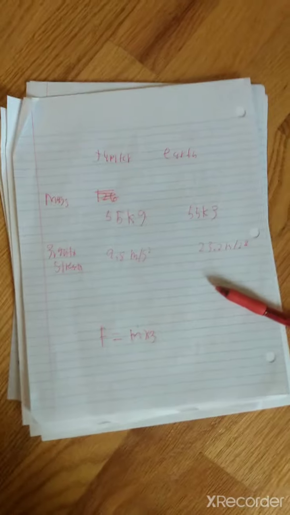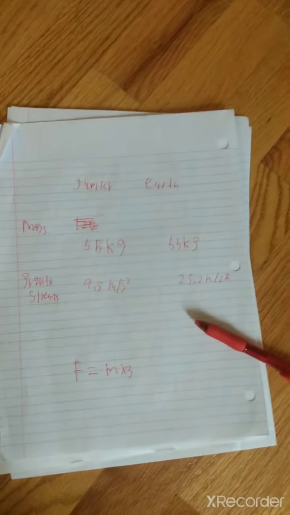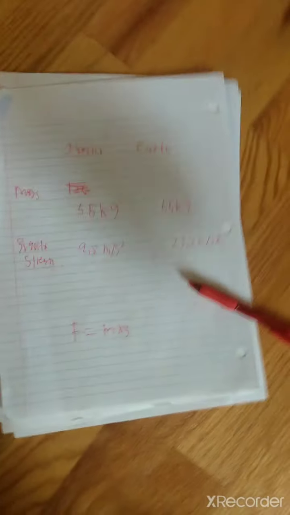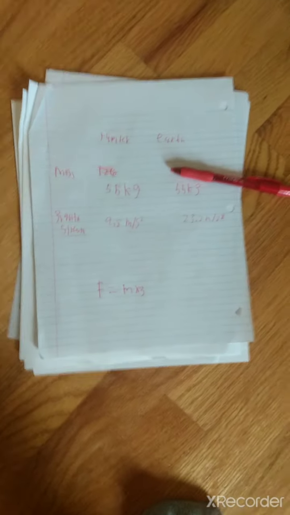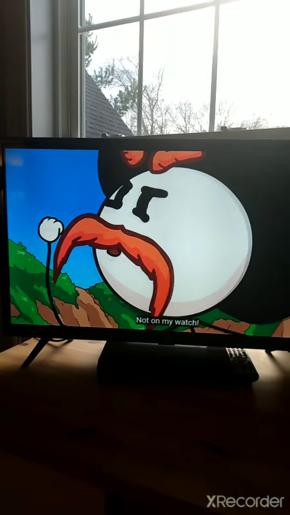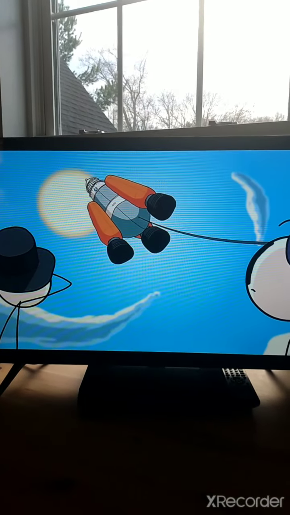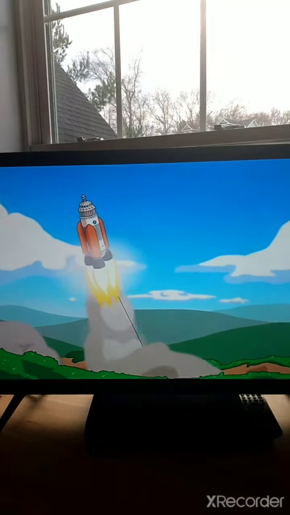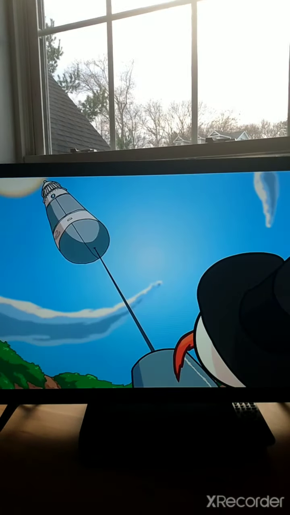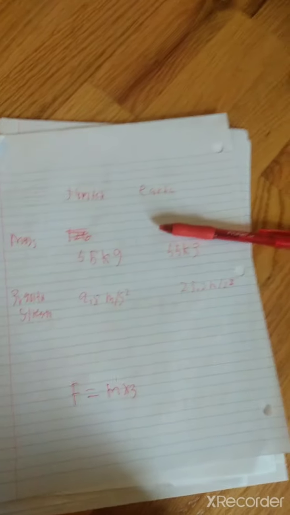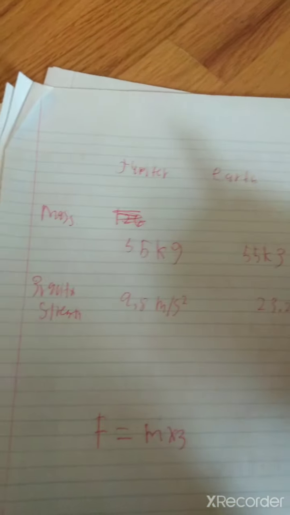Gravity pulls down everything that is near it, or on the planet, like if I drop this pen. Or bigger objects, such as a rocket ship, it was being pulled down to Earth because gravity is always a force that pulls you down. So let's figure it out.